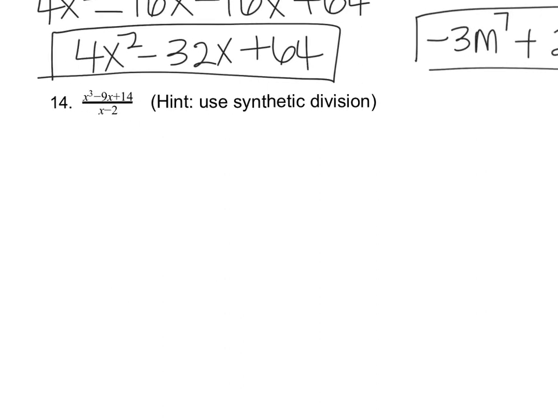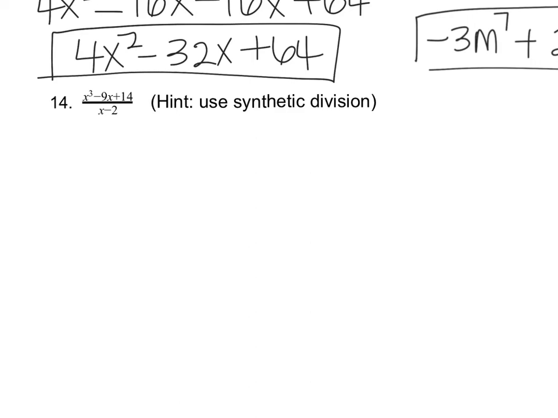So our last problem, we're going to take a look at dividing a polynomial by a binomial, where we're dividing something that's got addition or subtraction in the denominator. And I'm actually going to use synthetic division because it is the easier method and it's what you're going to be asked to do on your exam.